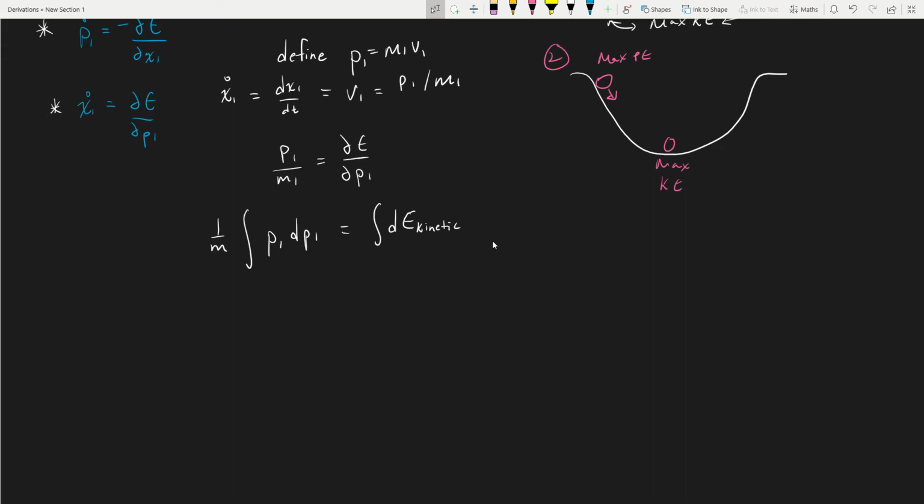Okay? So we can integrate these quantities, and what you will see, let's call it EK is equal to, if you integrate this, you get 1 over 2m p1 squared plus a constant of integration. Now, if you rearrange a little bit, and I'm going to ignore the constant of integration for now, let's just forget about it. It's just a constant in physical systems. If there's an extra constant in your total energy function, you're not going to, quote, notice it.